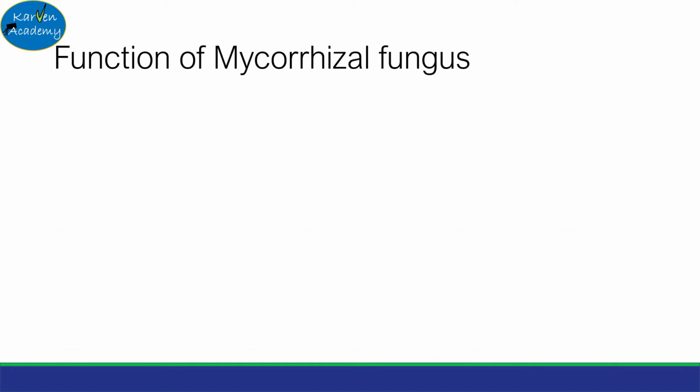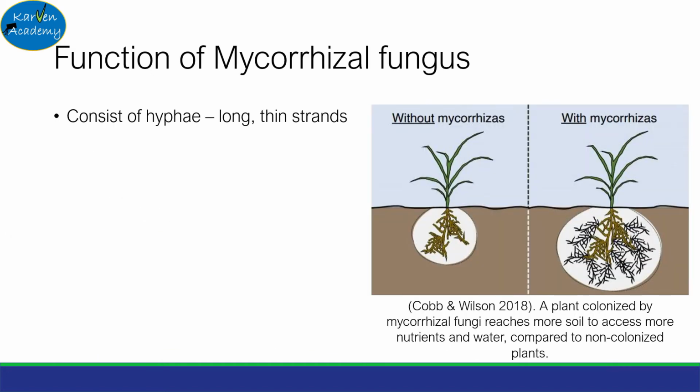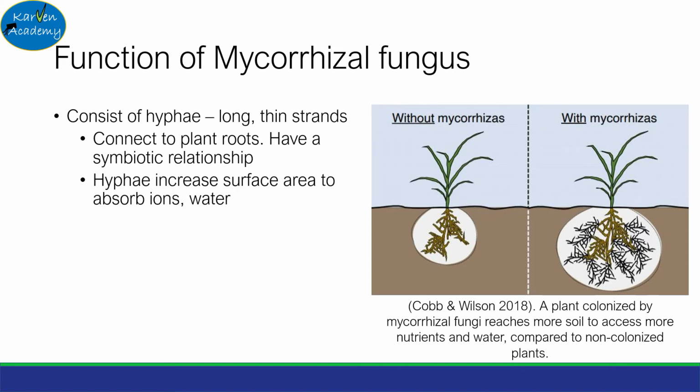The mycorrhizae fungi, on the other hand, consist of hyphae, which are long, thin strands that spread around the soil. The fungus and the plant have a symbiotic relationship. That is, they both help each other. The hyphae increase the surface area to absorb essential ions and water for the plants. The plant in return provides glucose for the hyphae.